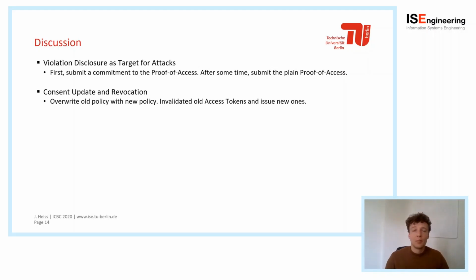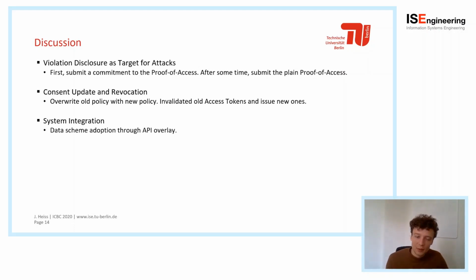Since we have a public blockchain in place that has an append-only immutable data structure, the way to deal with consent updates and revocations is to override old policies with new policies. What's important here is that we have to invalidate the old access tokens each time we override an old policy with a new policy, and for each newly registered policy, of course, we have to issue a new access token. The third thing is how to actually integrate our system design into an existing system.